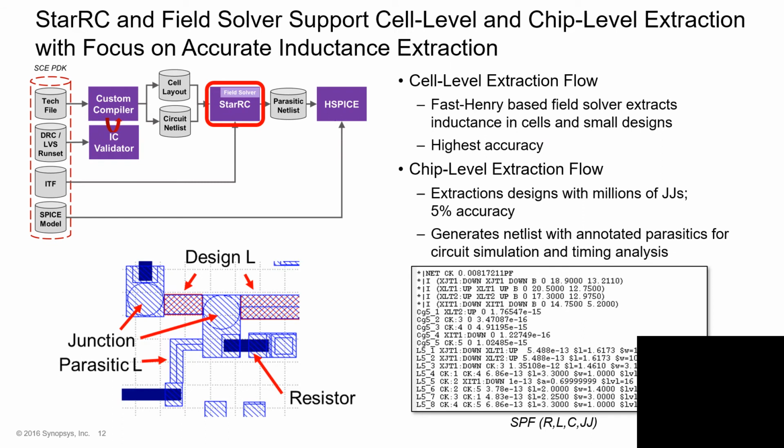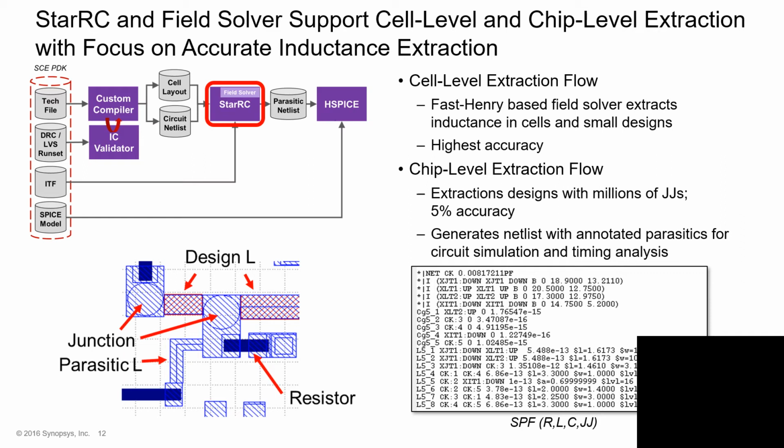So then the next is StarRC. StarRC is the extraction engine. StarRC is extremely important. Here, unlike CMOS, all your wires are really pure inductors. At the temperature at which we operate, which is 4 degrees Kelvin, all the wires are pure inductors. And therefore, when you are doing inductance extraction, there are two levels of complexity for inductance extraction.